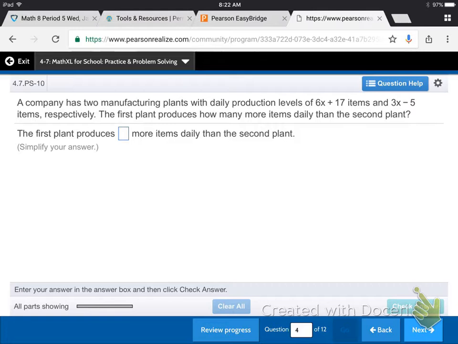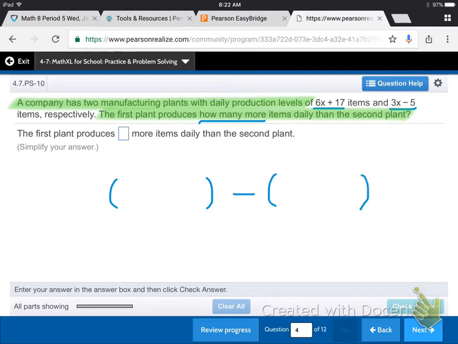Word problems, our favorite. It's actually pretty simple. Let's see what it says. A company has 2 manufacturing plants with daily production levels of 6x plus 17 and 3x minus 5 items, respectively. The first plant produces how many more items daily than the second plant? Okay, so if the question is how many more in one quantity than another, then we are going to be subtracting. Now, what are we going to be subtracting? We're going to take the expression for the first plant and the expression for the second manufacturing plant, and we're just going to subtract them.